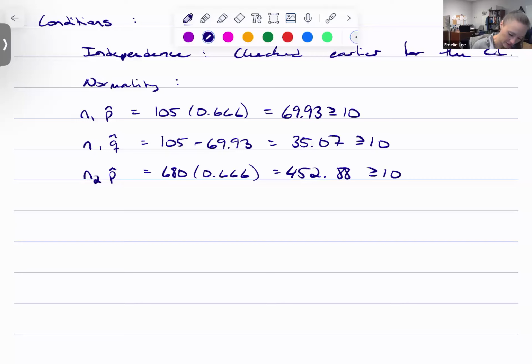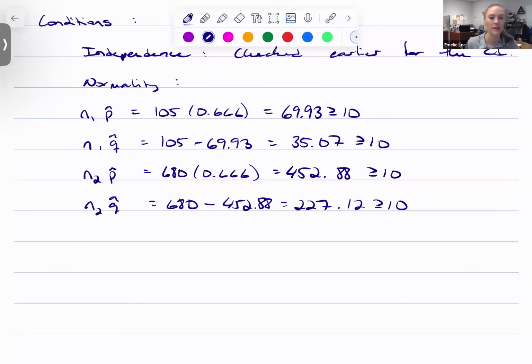452.88 is greater than 10, and N2 times Q hat is 680 minus 452.88, which is 227.12, which is greater than 10. Whew.